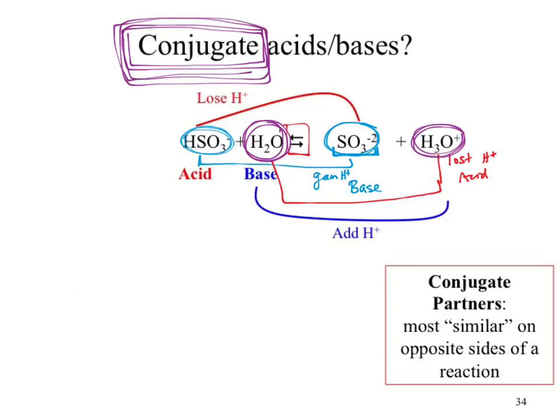Okay. When we're looking at an equation, we have conjugate partners. They are related to each other across the reaction. So I can refer to now my blue system as my conjugate partners. The conjugate partners for the blue one would be HSO3 minus and, I already forgot the other one, SO3 minus 2. Those are now conjugate partners of each other.